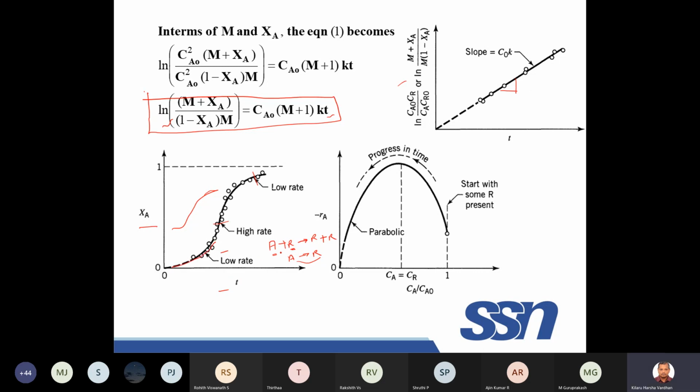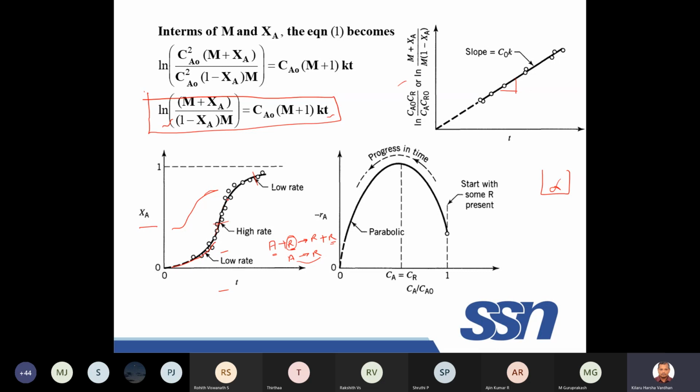Then after some time, what will happen? R is formed. Therefore, more R acts as a raw material, because you are not taking it out. This is a batch process, so R stays inside the batch reactor. More R is formed, therefore A reacts with more R to give you more R.